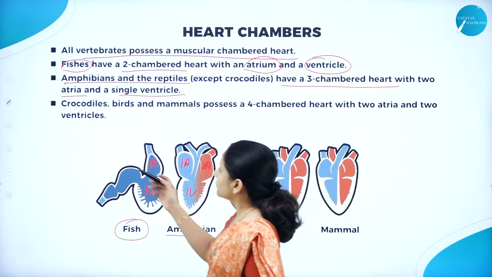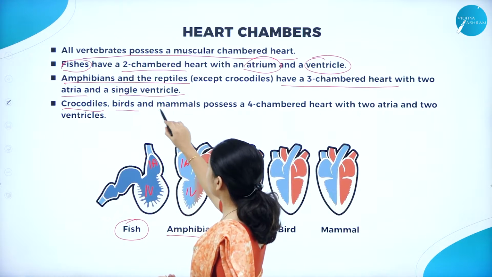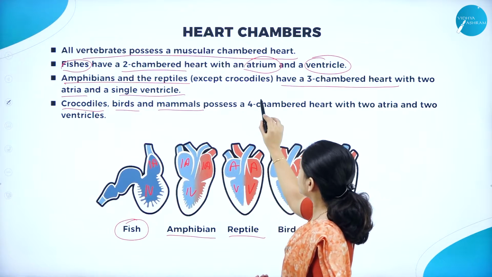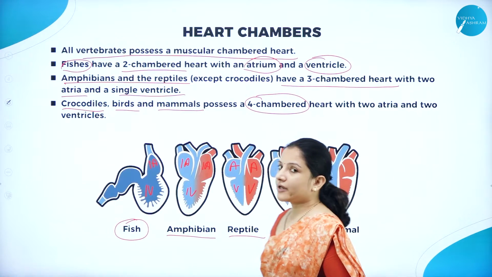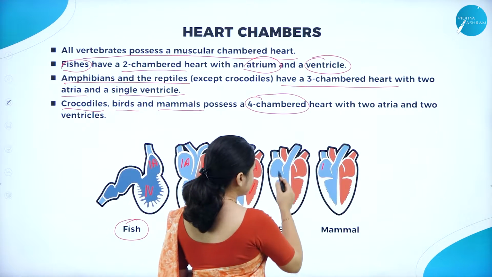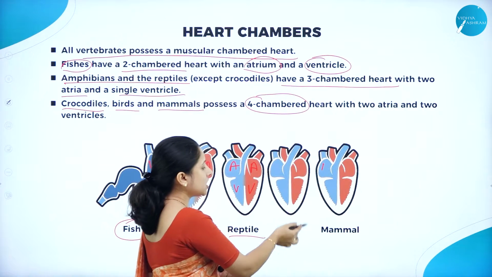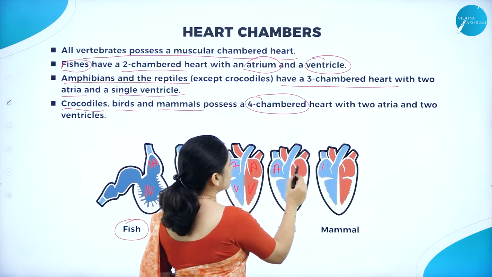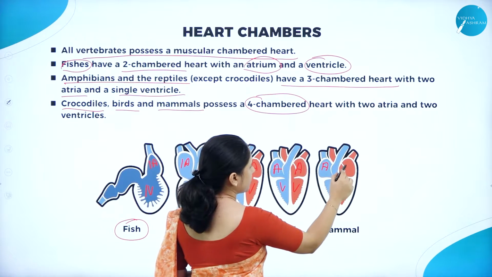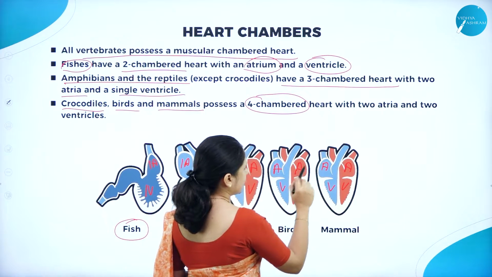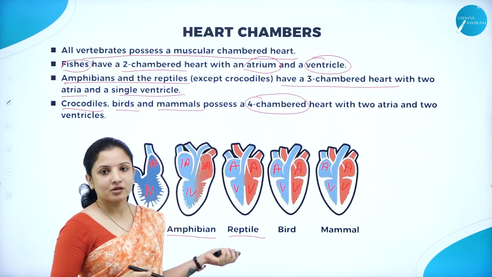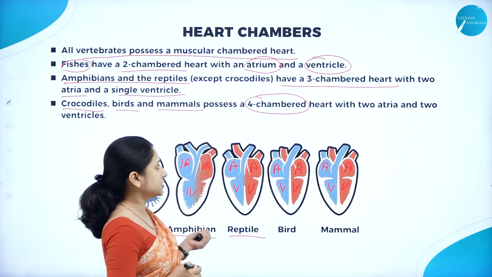Next, talking about the crocodiles, the birds and the mammals. All of these possess a four-chambered heart, with two atria and two ventricles. If you can see here, the birds and the mammals also have two atria and two ventricles. Therefore, how many chambers? 1, 2, 3 and 4 chambers. So this is about the heart chambers.